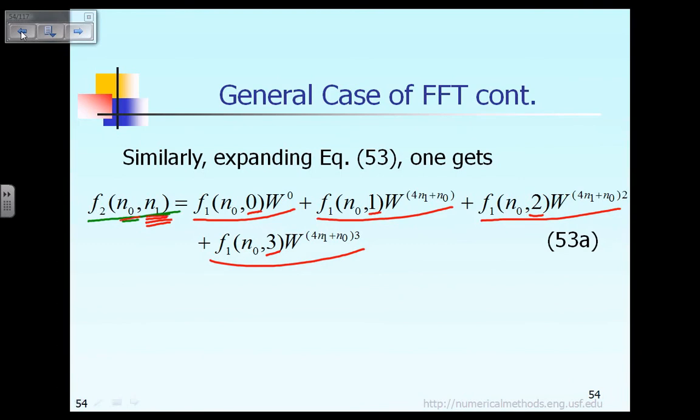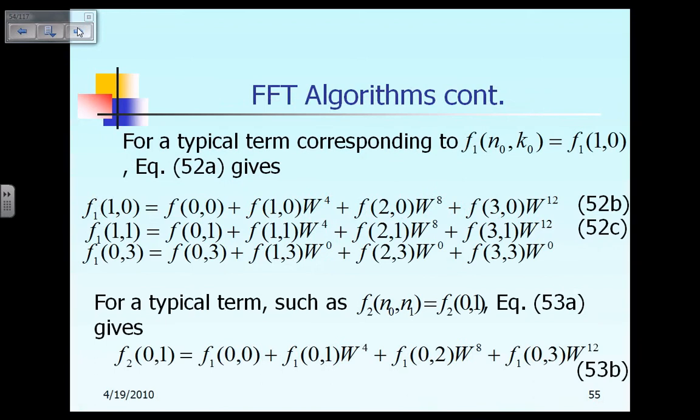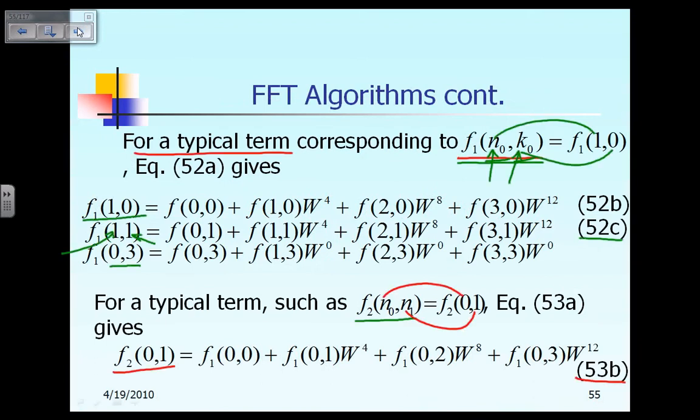So from equation 53a, corresponding to the specific values for n0 and n1, which are equal to 0 and 1, then you can get equation 53b.